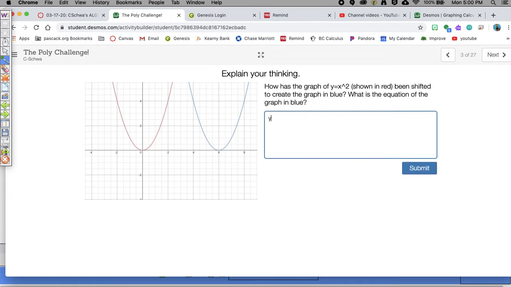If you want to pause and try this on your own, that would be great. But you should be writing this as y equals x minus 6 to the second power. Okay?